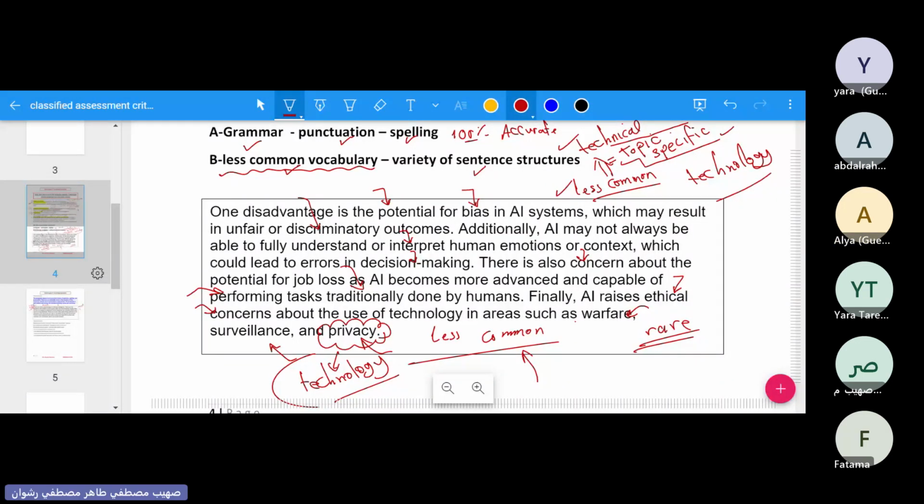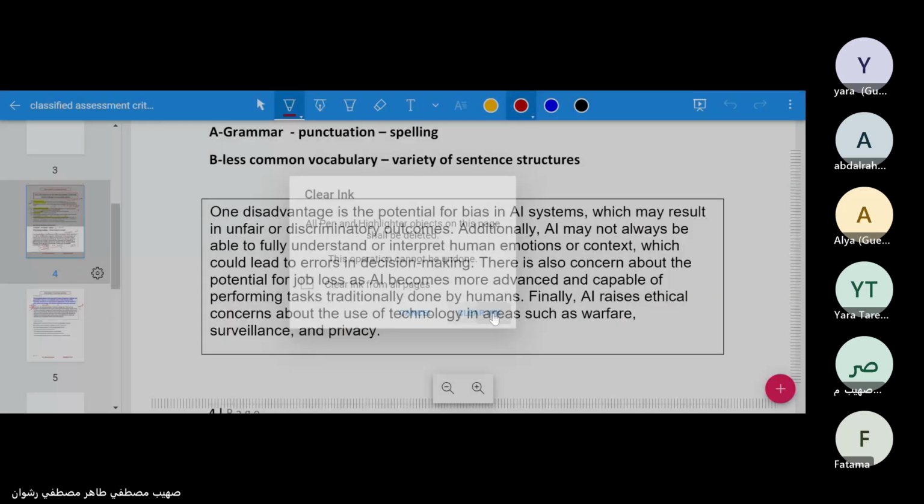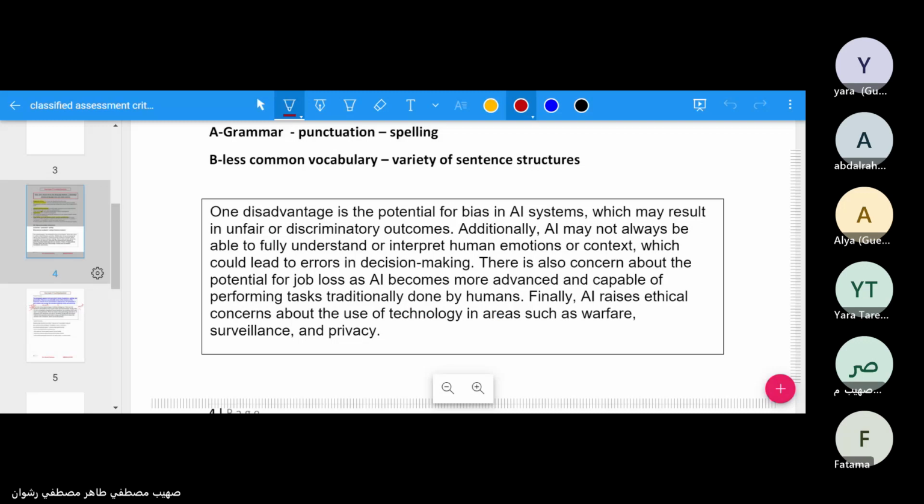The last point is what? Variety of sentence structure. Does the student use variety of sentence structure, or did he stay using only simple sentences? Anybody can comment? What about variety of sentence structure? Is there variety here? Does the student here use complex structures?